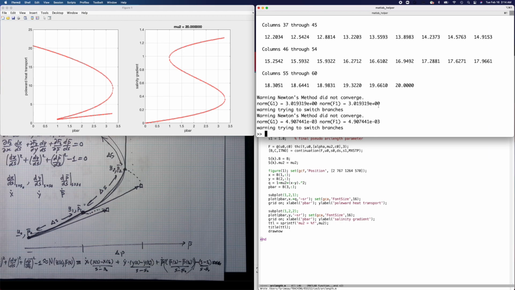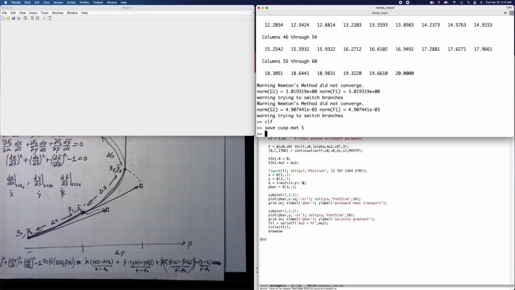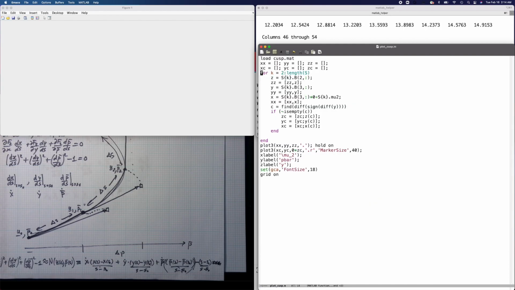And then we can plot it. All these solutions, I've saved them in this structure S. And then we can do plot cusp. Oh, I should save it. Save cusp.mat S. And then the code plot cusp.m just extracts all these different solutions, plots it so that X is the mu2 axis, Y is the p bar axis, and Z is the salinity gradient difference, the Y variable. And so let's plot what it looks like.